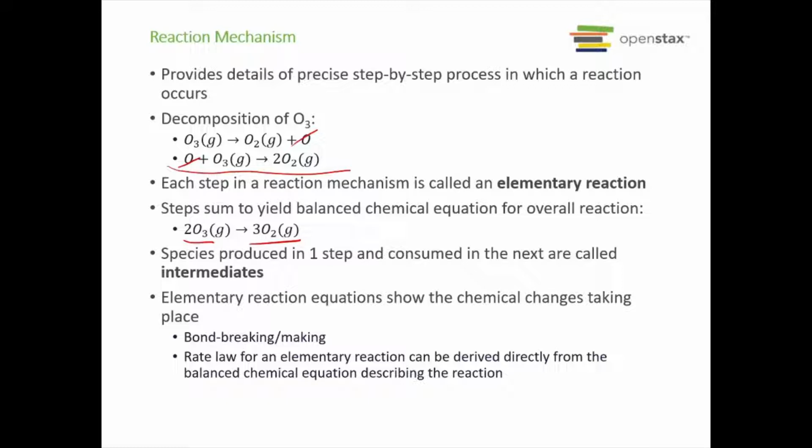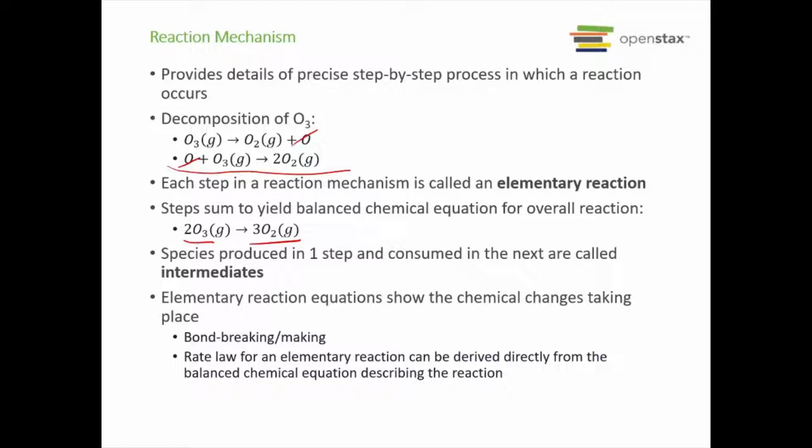Each step in a reaction mechanism is called an elementary reaction. All of these elementary steps sum up to yield a balanced chemical equation for the overall reaction. If you have a species that is produced in one step and then consumed in the next, it is called an intermediate. So the intermediates are not in the overall reaction, but they form. Generally, they form and are gone so fast you don't see them.